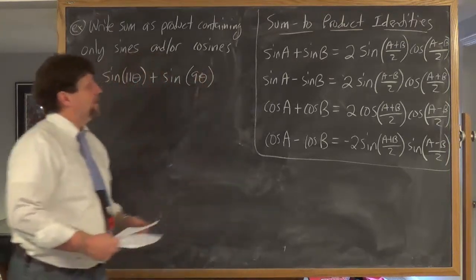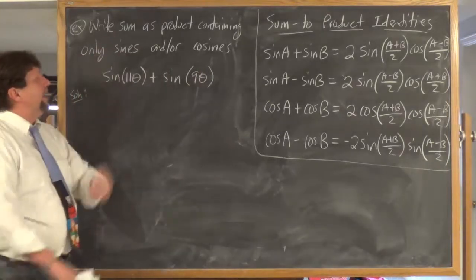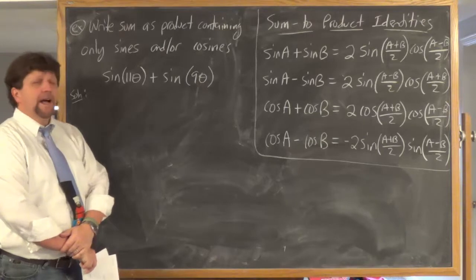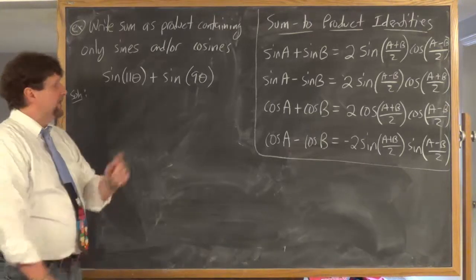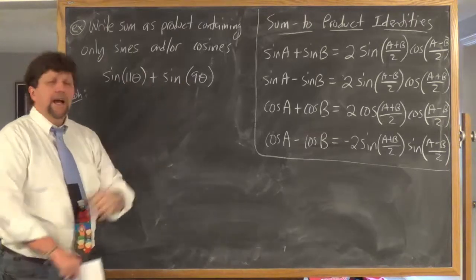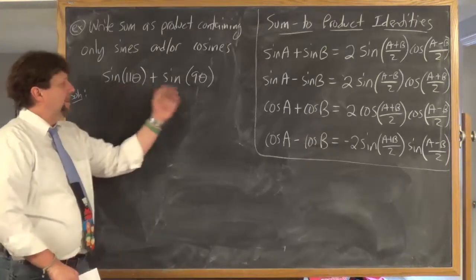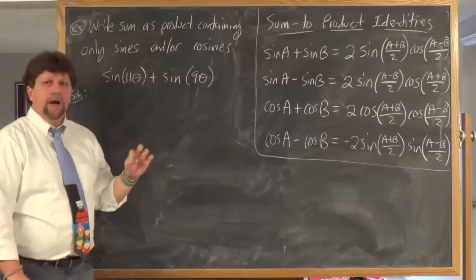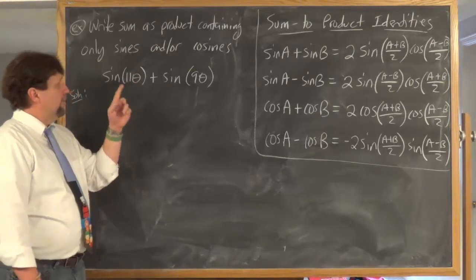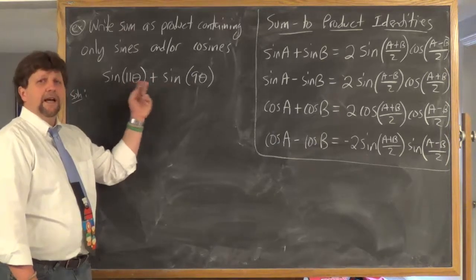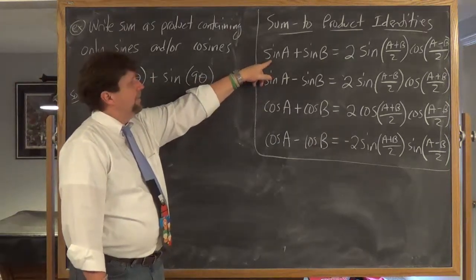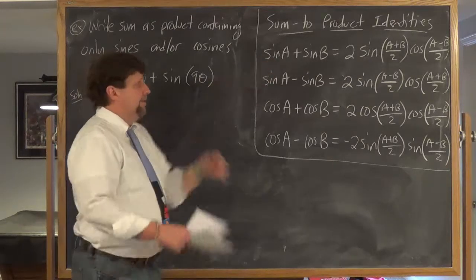So here, for example, the first example I have is to write the sum as a product containing only sines and/or cosines. And we're given the sum sine 11 theta plus sine 9 theta. So when I'm given that sum and I want to write it as a product, I look at my sum to product identities and I'm looking for the one that would involve 2 sines, a sine plus a sine. And it's the very first one. So I'm going to use this identity. So let me write it down.